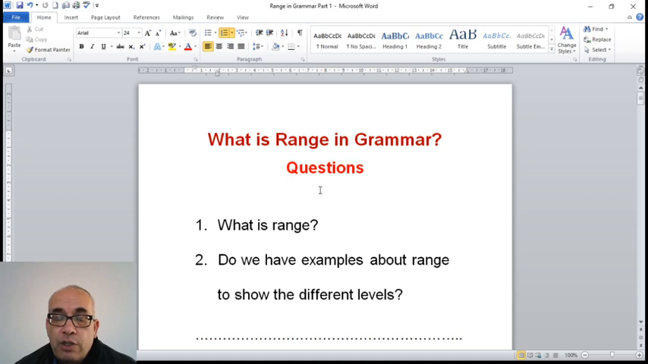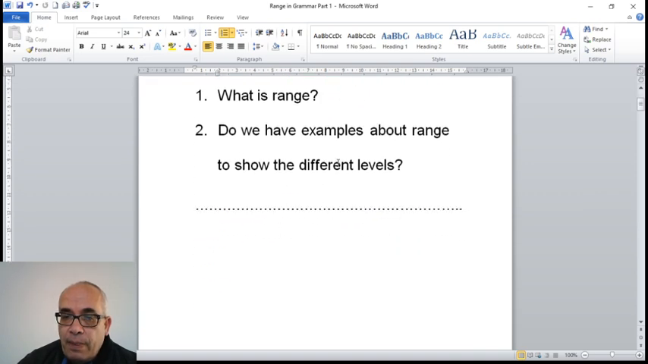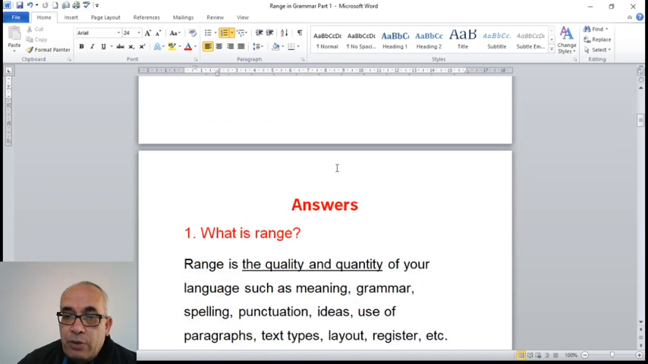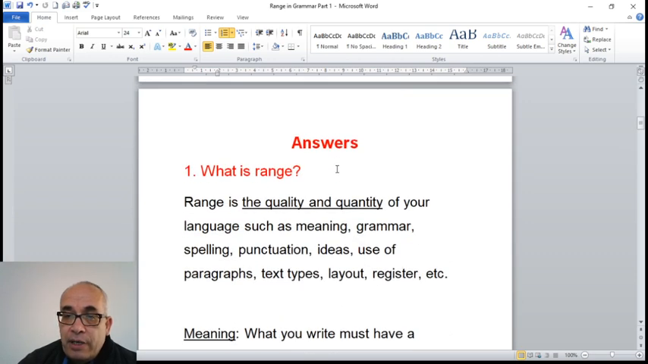So I've got two questions for you. The first question is, what is range? And number two, do we have examples about range to show the different levels? So let's look at the answers. I will try to use very easy examples and explanations.